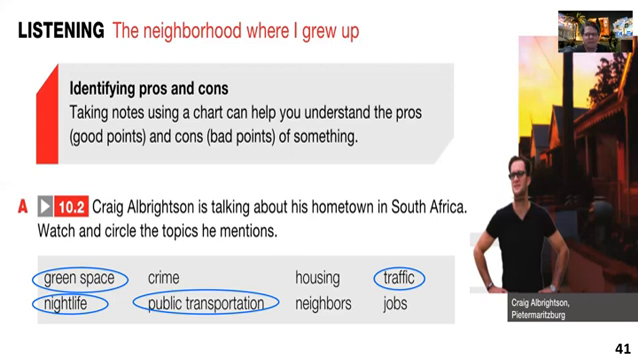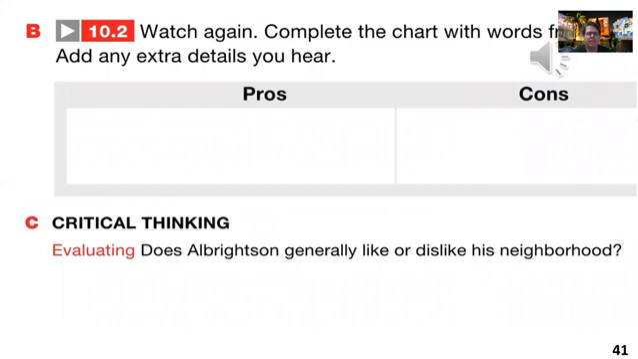If you need to pause and circle, go ahead. And I'm going to move on in 3, 2, 1. All right, remember I said at the beginning there was a thing about taking notes. And they said, oh, a good thing is a chart. All right, so I'm going to play now the audio. Not watch the video, just the audio. And I want you guys to do B and C. What are the pros? What are the good things he said about his hometown? What is the bad thing he said about his hometown?